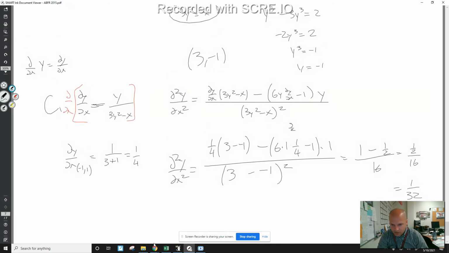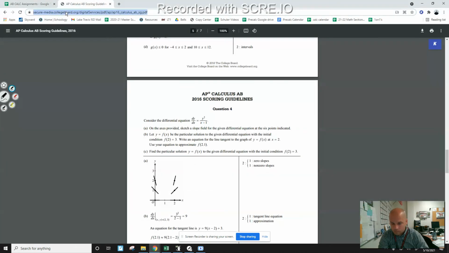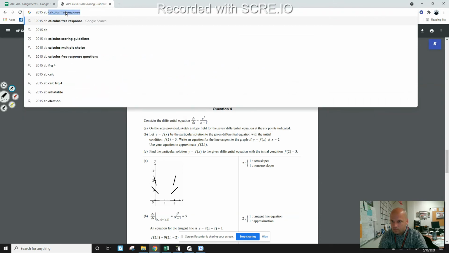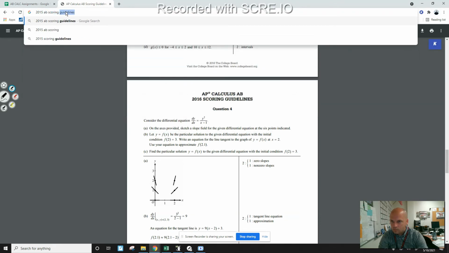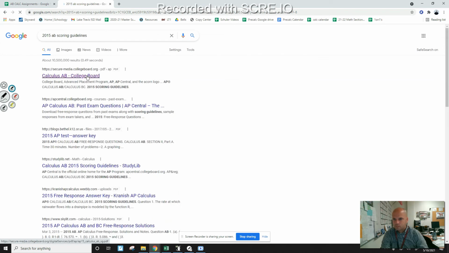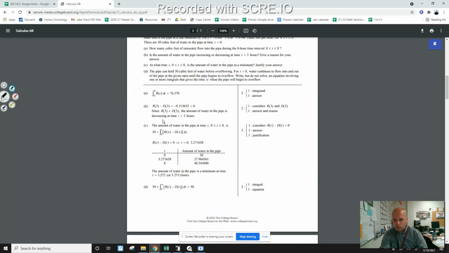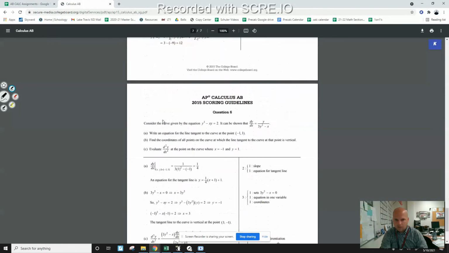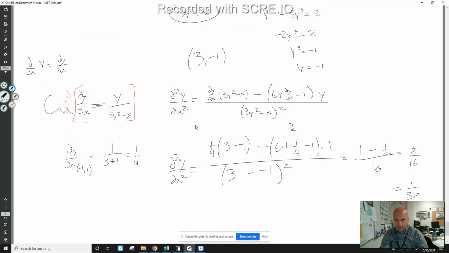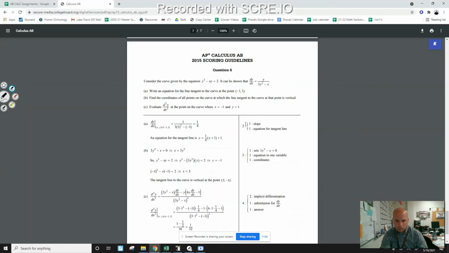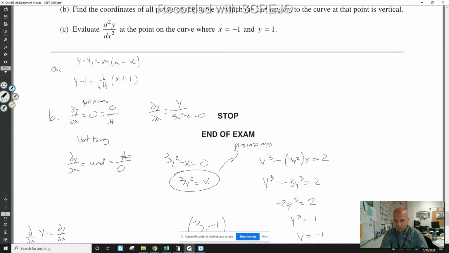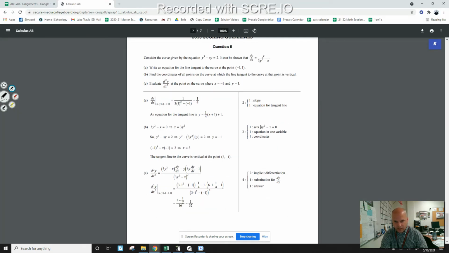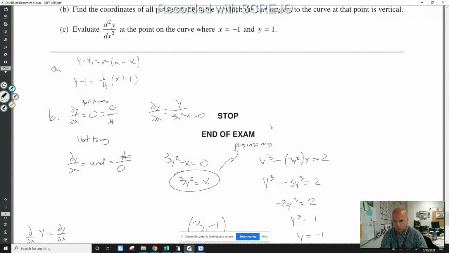Let's look at the 2015 scoring guidelines. Number 6. Derivative, 1/4, 1 point. Equation for the tangent line, boom. You don't have to solve for y. This is fine. Vertical tangent, setting 3y squared minus x equal to 0, 1 point. So just having this is worth 1 point.